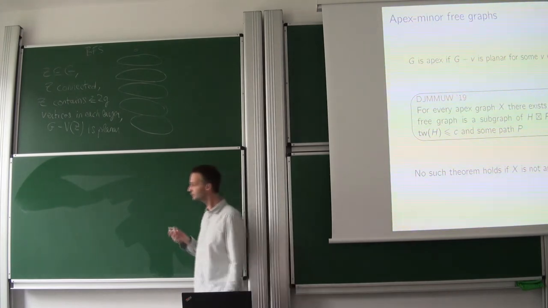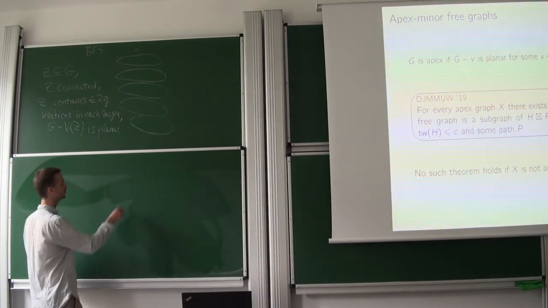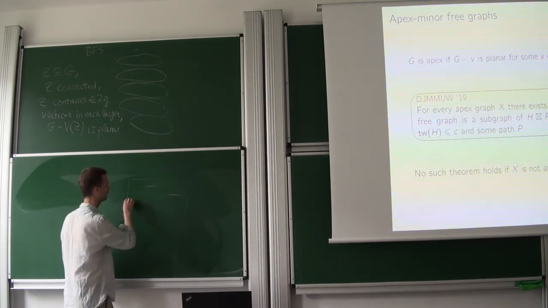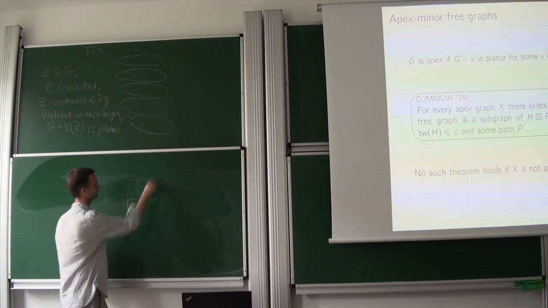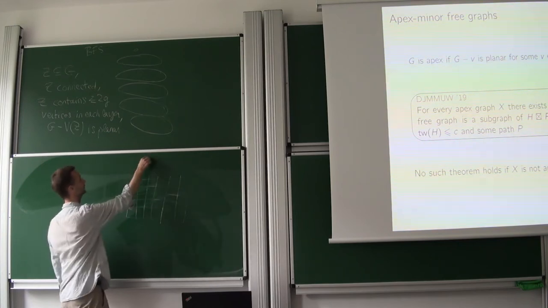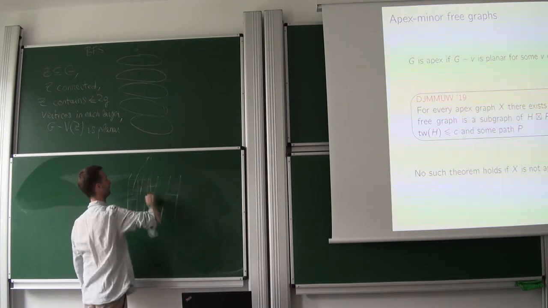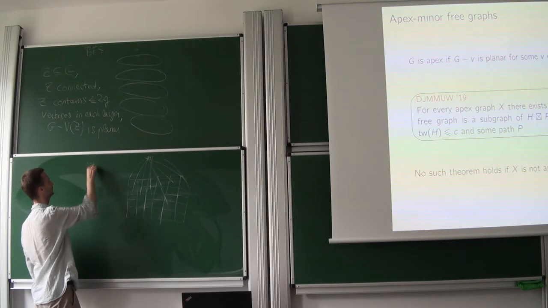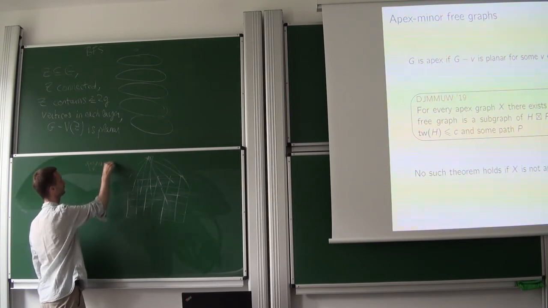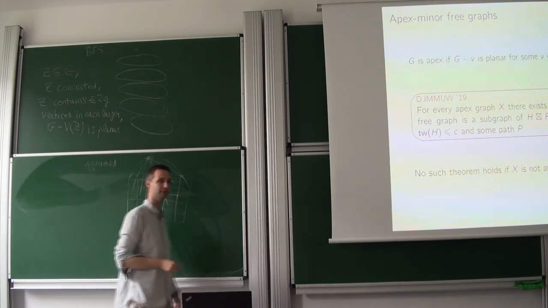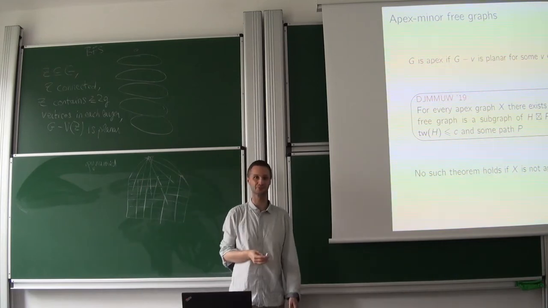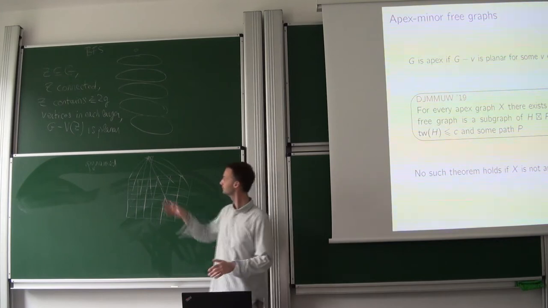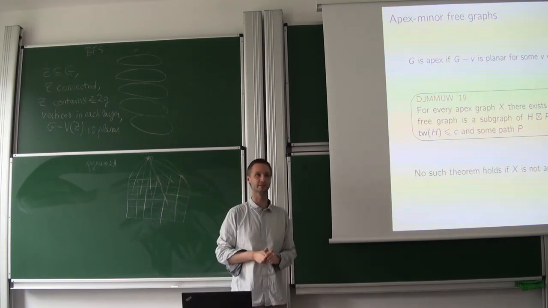Right, so a canonical example of an apex graph which is not planar is: take a big grid, and now add a universal vertex. Let's call that a pyramid. This is definitely highly non-planar. Lots of crossings, whatever way you try to draw it, but it's apex because you just remove that vertex and you become planar.